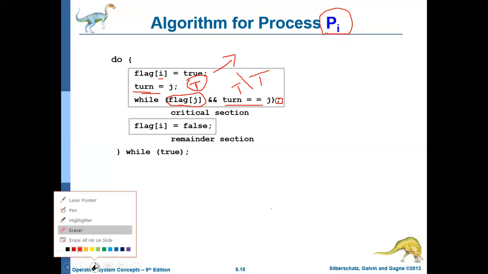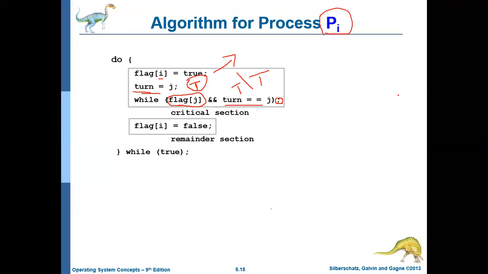It means that the jth process wants to enter the critical section, and it will be entering the critical section obviously, and it will execute the critical section. And while coming out of the critical section, the jth process will make flag of j equal to false. So the moment it comes out of the critical section, flag of j will be false.